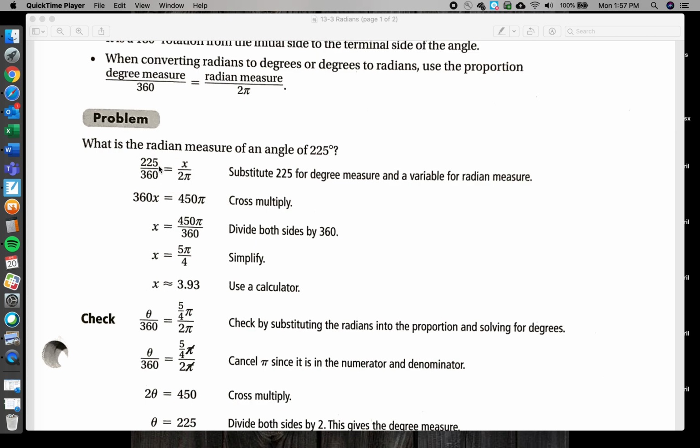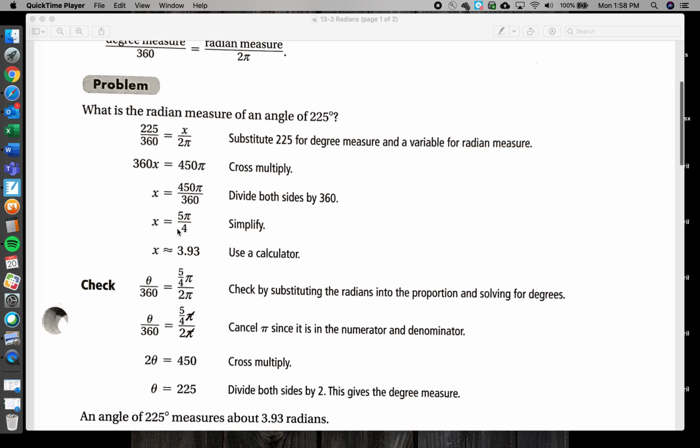So 225 degrees out of 360 total degrees in a circle is going to equal x radians out of 2 pi total radians in a circle. The arc length, this goes back to the idea of circumference, all the way around a circle. Once you get to here, now you just have a proportion. All you have to do is cross multiply to get an equation and then solve for x. In this case, you can leave your answer as a simplified version, or you can do both, which would be fine.